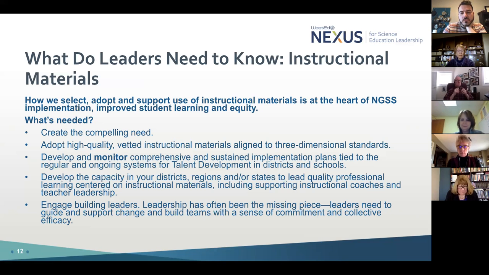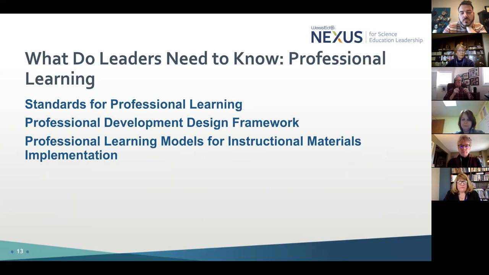So let's move on. I know we've got a lot of ground to cover, and it's great that you're all participating. The next area of knowledge in the leadership framework is that leaders need to know a lot about professional learning. This is a very incomplete list, but we've flagged that it's critically important to know the standards for professional learning from Learning Forward. Most states have adopted those standards.